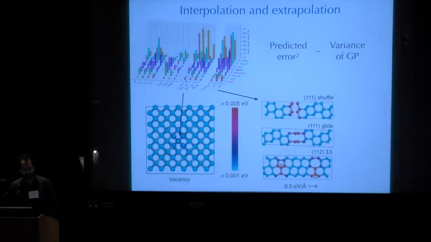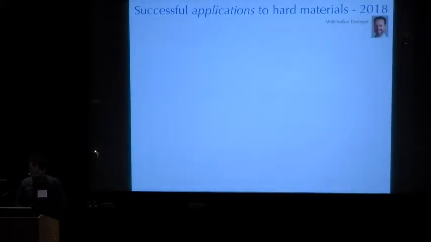So here is a vacancy, here's a missing atom, and what I'm coloring the atoms by is the predicted error, the variance of the GP. And what you see is that it's all blue, it's all very good, and indeed the error is very small. And then we go to these configurations, and these are the structures where you have these planar defects in the crystal, and the fitting database knows nothing about structures like this. And indeed, we see that the variance of the GP jumps by a factor of 5 or more. So these were the two examples. We have started making successful applications.